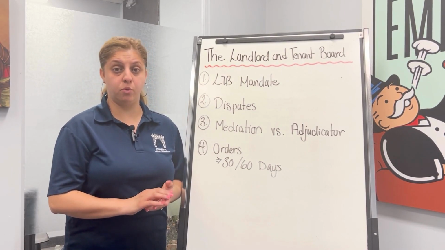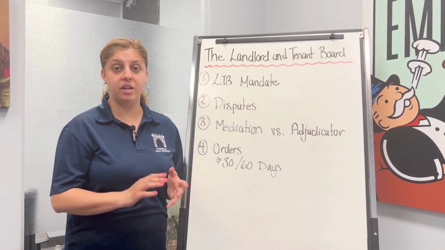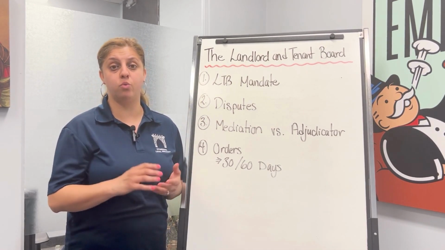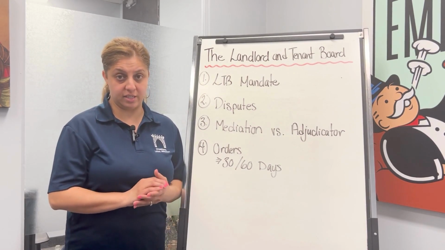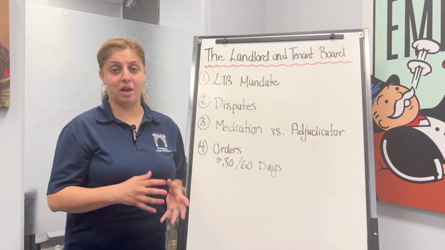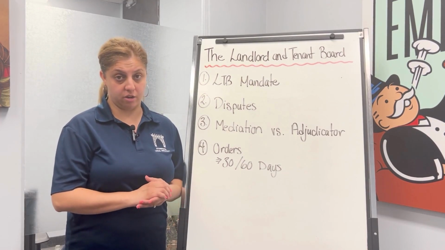At your hearing, the board will hear one side, they'll hear the other side, and then they will send out an order with the reasons for their decision, usually within 30 to 60 days. Often when the board has some delays, this may take longer.